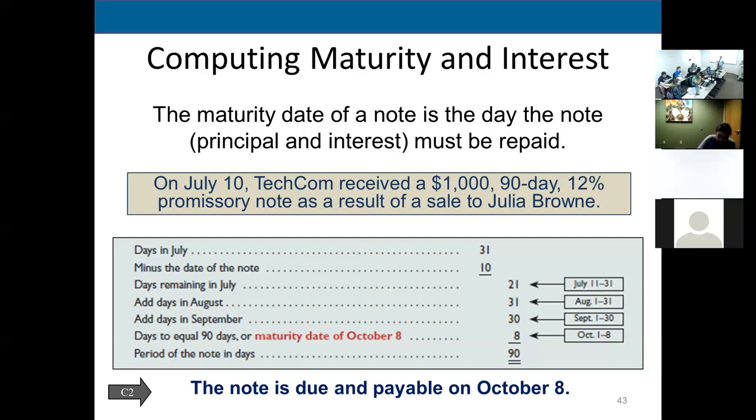All right, so here was the example. First off, days in July. This was issued on July 10, so we know there's 31 days in July. Subtract out the days that have already passed. So we're going to record 21 days from the month of July. 31 days in August, 30 days in September. And notice how we're keeping a running total over here. We know we need to only pick up 8 days during the month of October. So October 8th becomes our payable date.